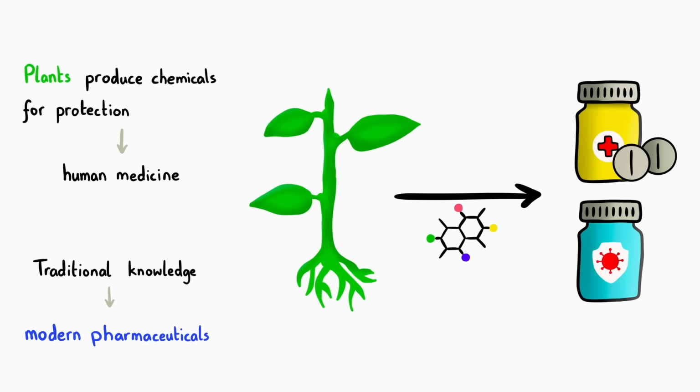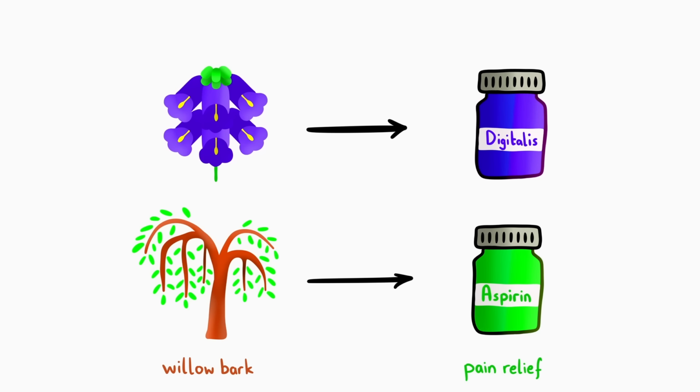Consider aspirin, widely used for pain relief and fever reduction. This common medication originated from compounds identified in willow bark. Long before modern pharmaceutical science, people recognized willow's pain relieving properties. Similarly, the cardiac medication digitalis was developed from compounds present in the foxglove plant, which had historically been used for heart ailments.